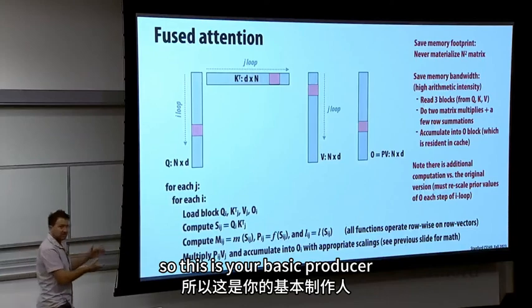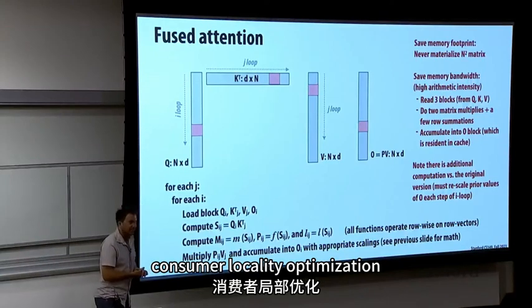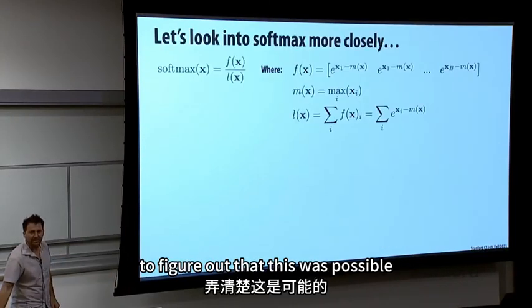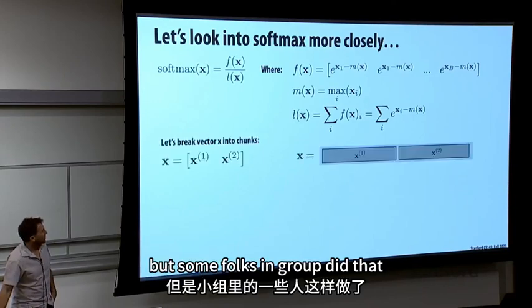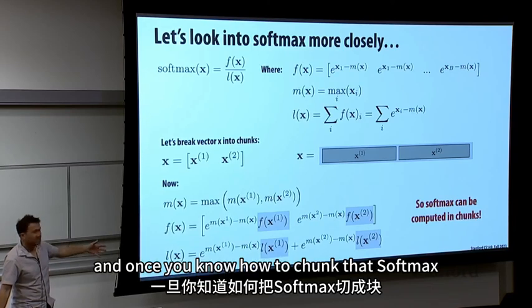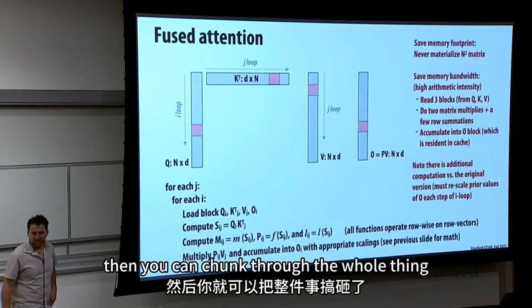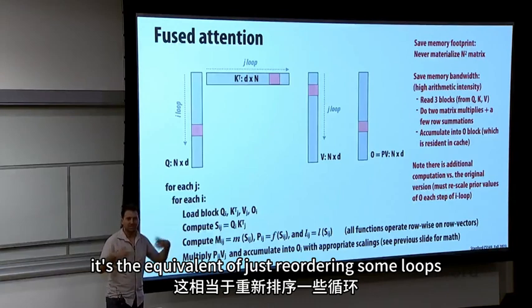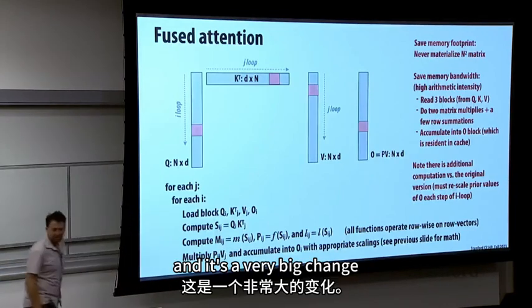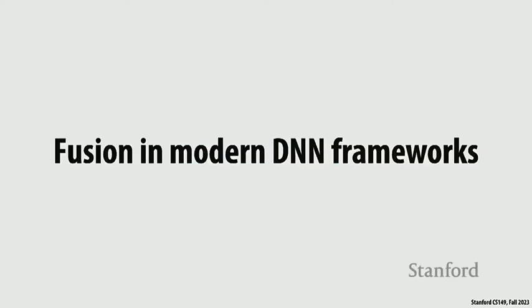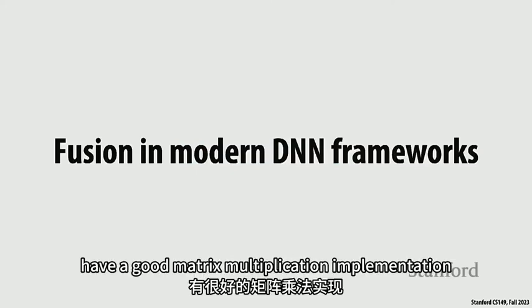So this is your basic producer-consumer locality optimization. You can imagine it would have been hard for a compiler to do the mathematical analysis to figure out that this was possible. But some folks in the group did that. And once you know how to chunk that softmax, then you can chunk through the whole thing, and all of a sudden, it's the equivalent of just reordering some loops here or there. And it's a very big change. Okay. So these are the types of stuff that matter the most, once you have a good matrix multiplication implementation.